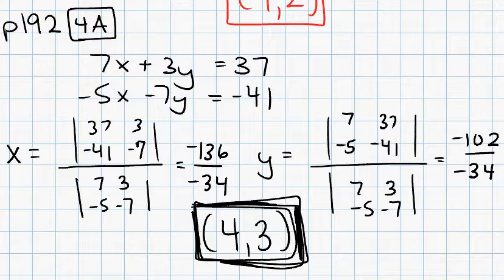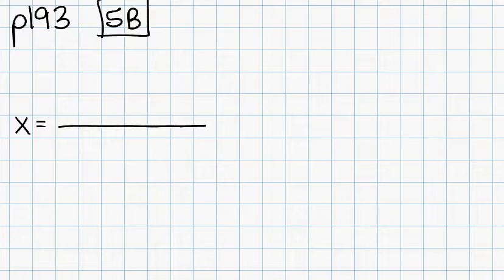193. Let's look at problem 5B because the answers come out pretty nice. So if you look at 5B, there's x's, y's, and z's. So what do you think should go in the denominator of all three of our fractions? Hopefully you thought, hey, the coefficients should go there. So let's put all of the coefficients in the denominator.